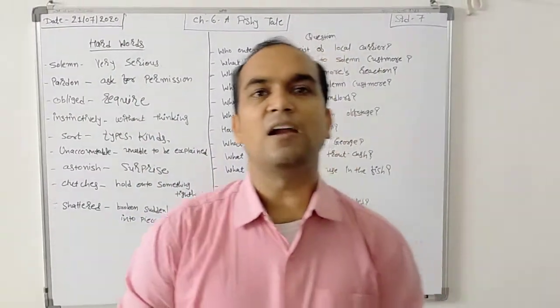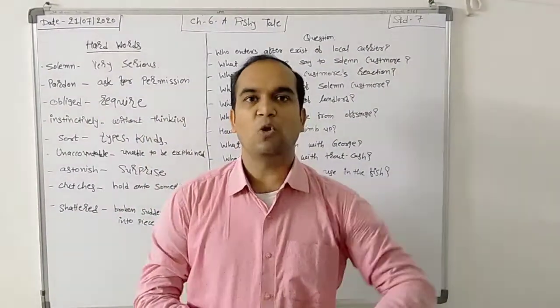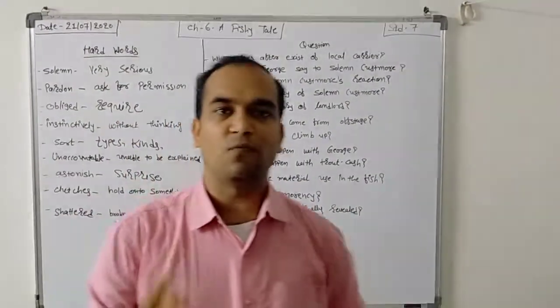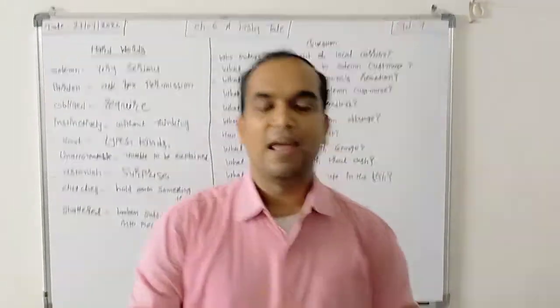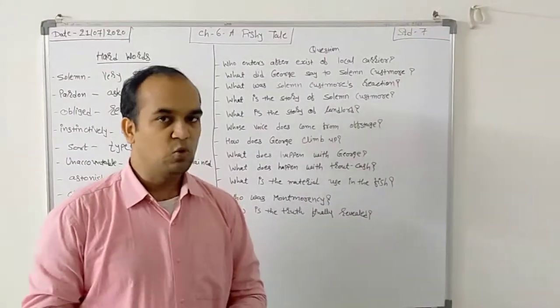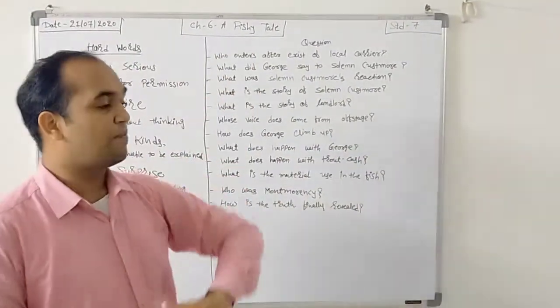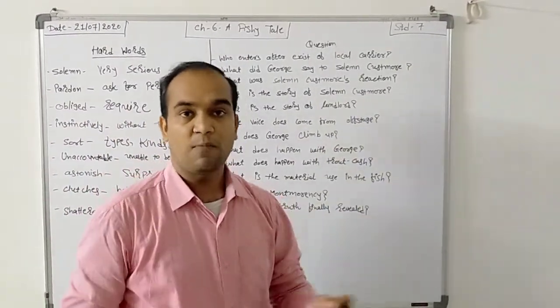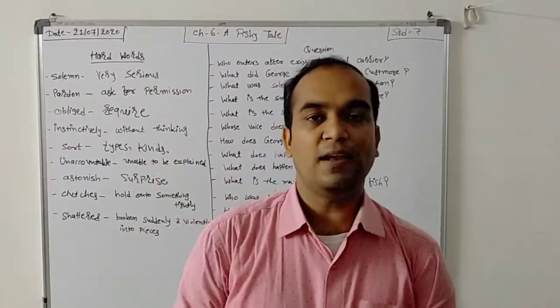This is our term 1 syllabus, and we all know that term 1 syllabus is chapter 4 to chapter 7. And this is our third unit, the unit name is Human. And this is our sixth chapter, the name of the chapter is A Fishy Tale.